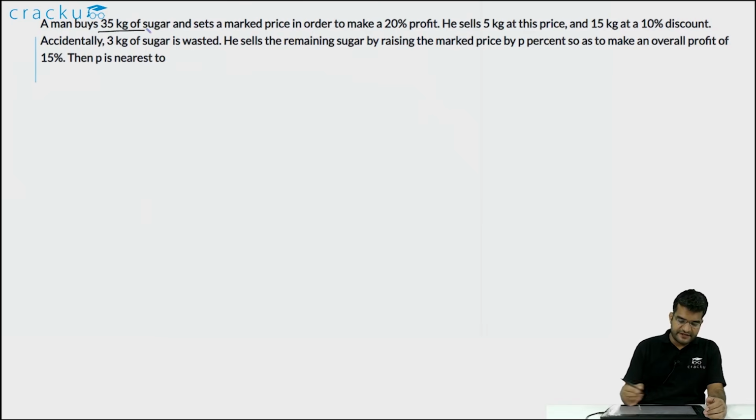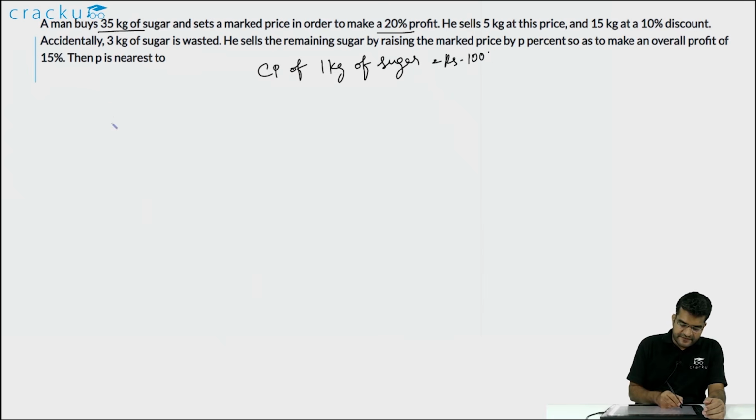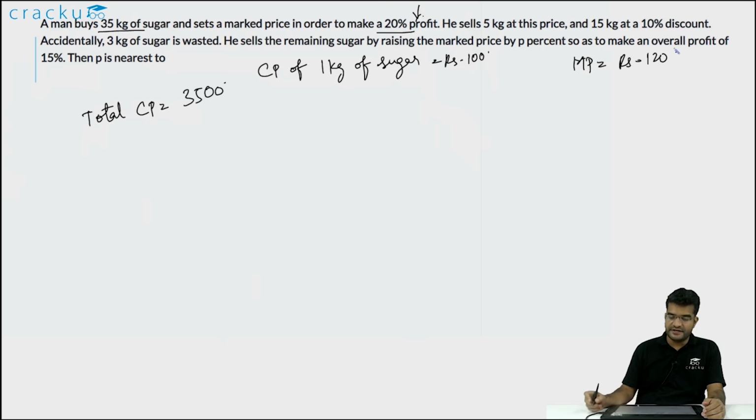In this question, it is given that a man buys 35 kgs of sugar and he sets a mark price which is 20% more than the cost price. So let us assume that the cost price of 1 kg of sugar is equal to rupees 100. He bought 35 kgs, so the total cost price is equal to 3,500. Now he marked it up by 20%. So what is the mark price? The mark price is rupees 120, which is 20% more than rupees 100, and he sells 5 kgs at this price. So what is the amount of money that he made from these 5 kgs? It will be equal to 5 into 120, which is equal to 600 rupees.